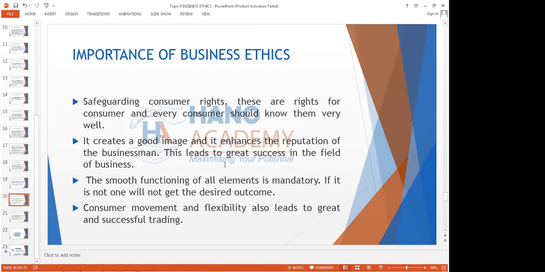So then consumer movement and the flexibility also leads to greater and successful trading. So if the consumers are given the best mode of movement, and they are flexible with your business, then it leads to successful trading. Successful trading in an organization, in a company, in an institution, among others.